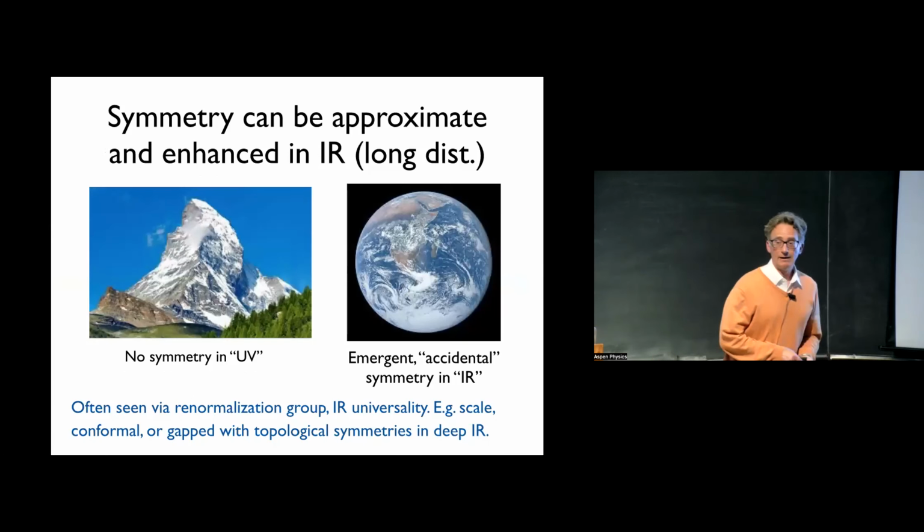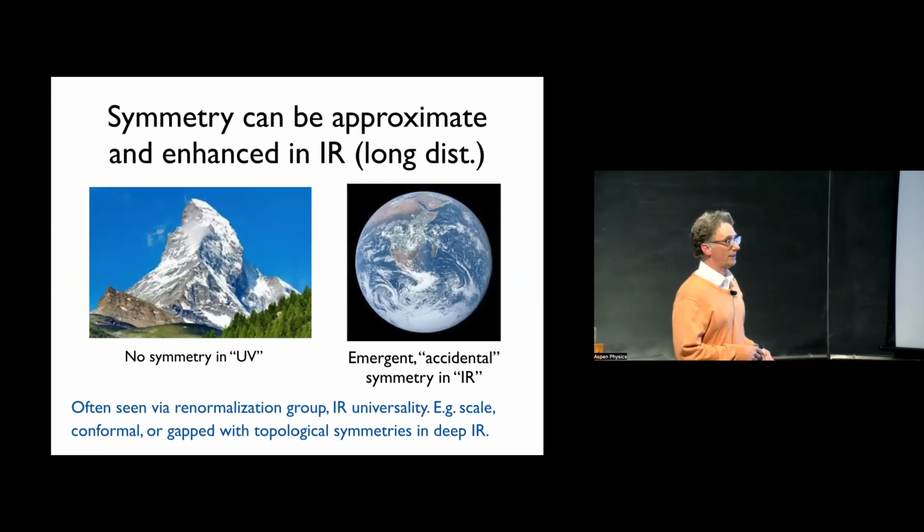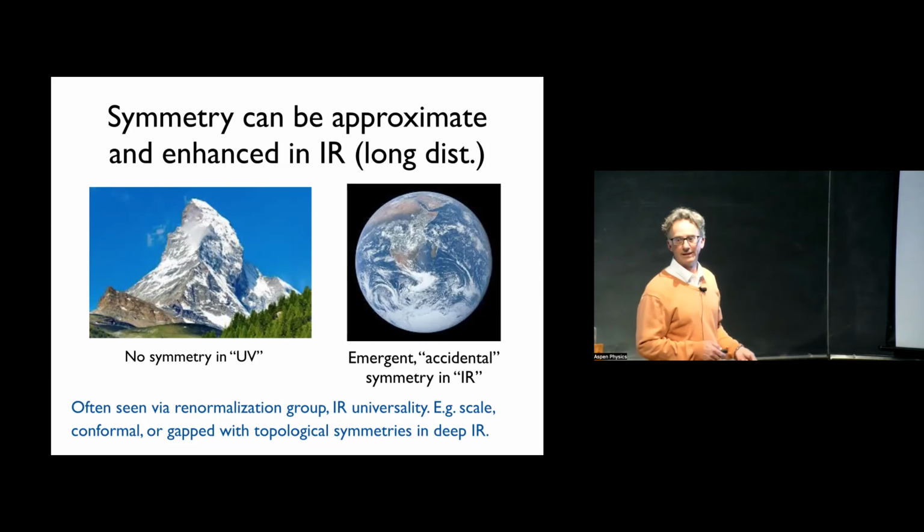Okay, one thing that we see often in quantum field theory is that symmetry can be approximate and enhanced at long distances. In quantum field theory, we call these accidental symmetries. If you look at the Earth, it looks like a spherical symmetry, but if you zoom in, you don't see that spherical symmetry anymore. So here we would say that there's no symmetry in the ultraviolet. But if you zoom out, you can have an emergent or accidental symmetry in the infrared. And again, this is often seen in renormalization group flows, in universality. Some examples are that the infrared theory can have scale invariance, or conformal invariance, or it could be gapped with topological order in the deep infrared. And often, by the way, some of these enhanced accidental symmetries are exceptional symmetries, like the E8 symmetry.